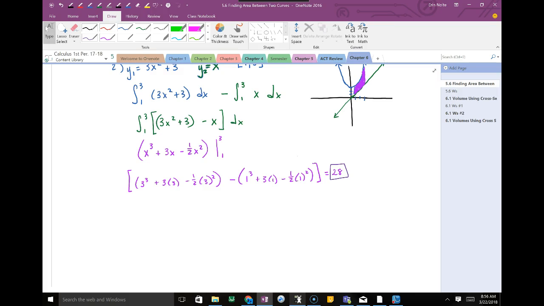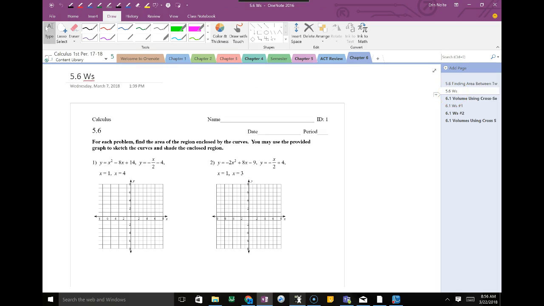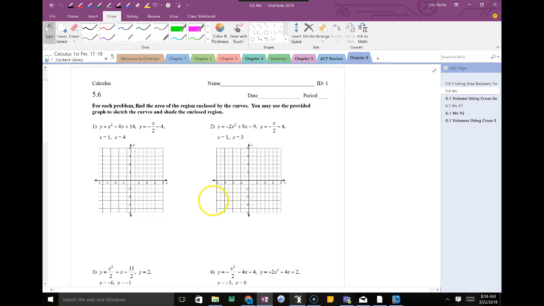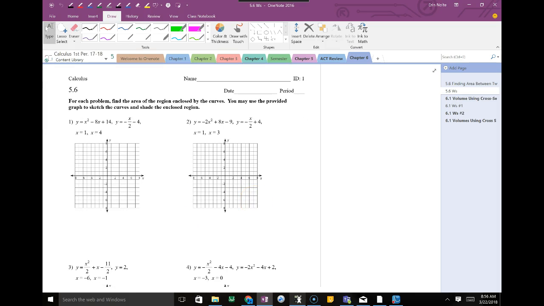When it says x equals 1 and x equals 4, is that like the parenthesis or the bracket thing? Yeah, that's your interval.